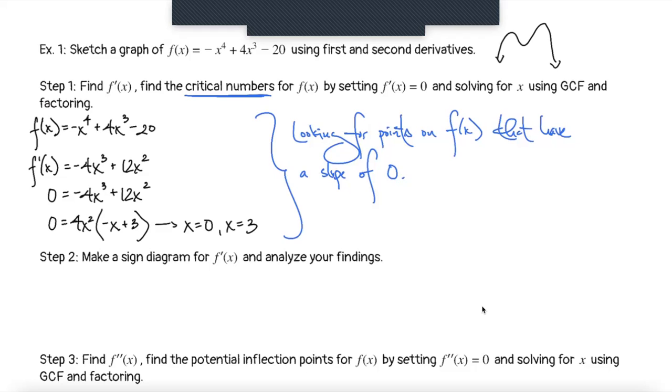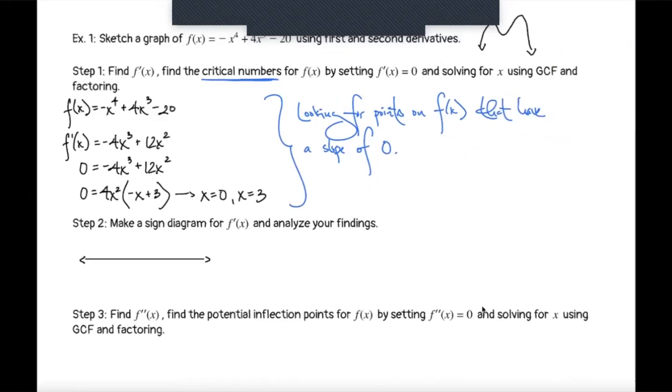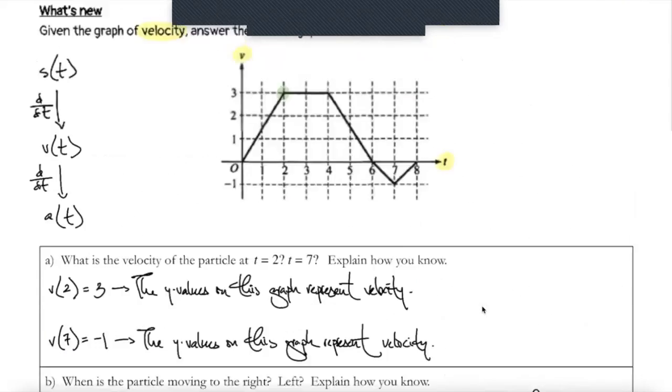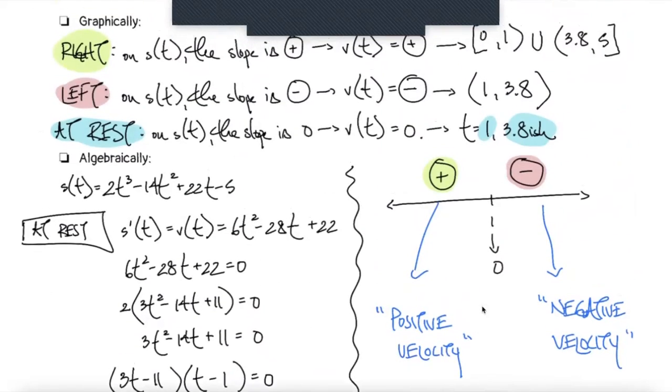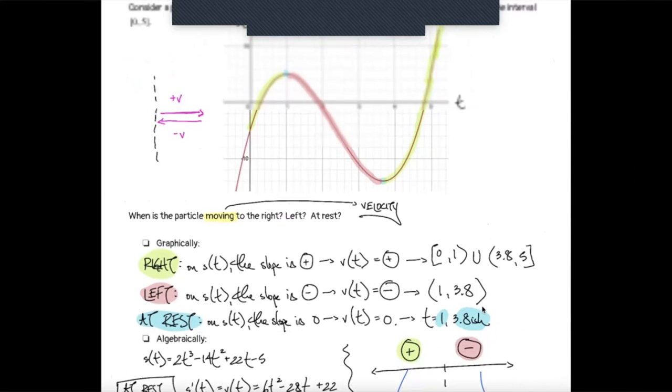All right, so step 2, make a sign diagram for f prime of x and analyze your finding. Here's what I mean by the sign diagram. Earlier, I said let's just draw a number line, and I only wanted us to put one number on the number line. If I scroll back up to the top, the one number that we put on the number line was 1, but we actually had 1 and 3.8 that we could have put on the number line.